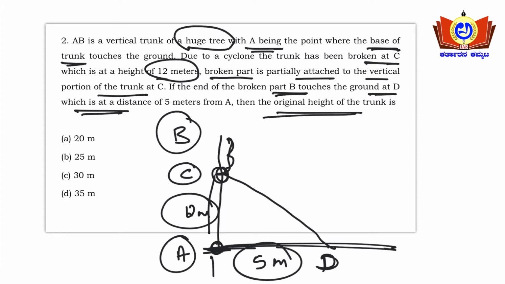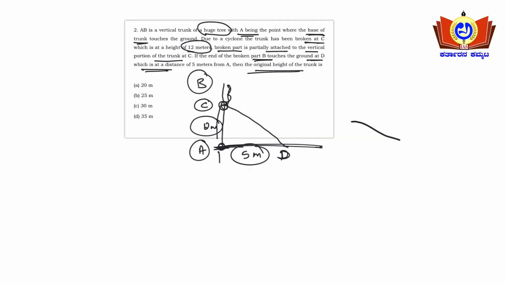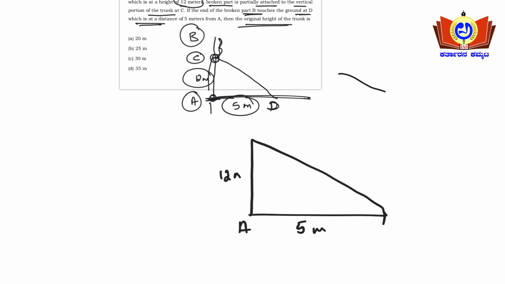Then what is the original height of the trunk? It's a simple question actually, my dear friends. It's based upon the Pythagoras theorem. The diagram will be like this. This will be point A, this will be 5 meters, and this will be 12 meters, and we need to find the hypotenuse. This will be C and this will be B. So this is 12 meters and this is 5 meters. We know the formula, right?